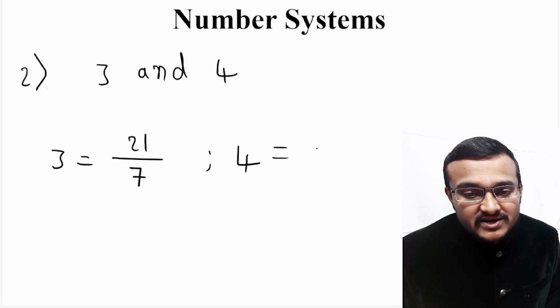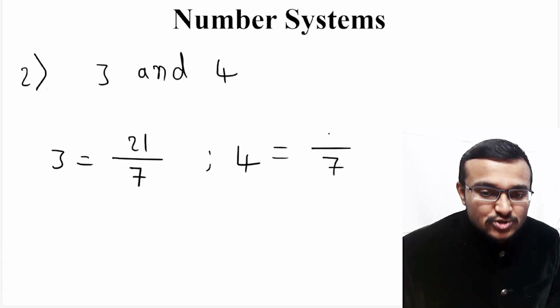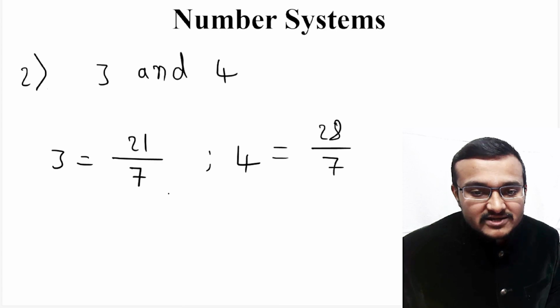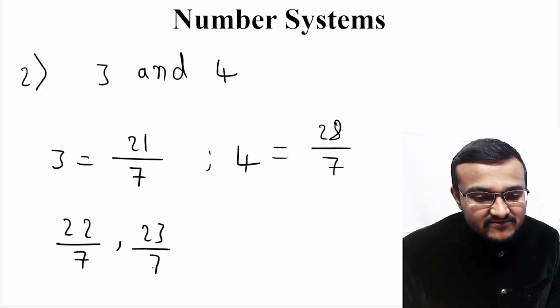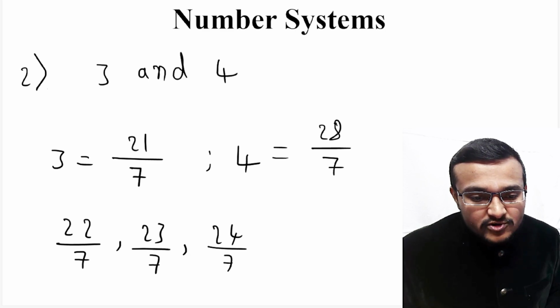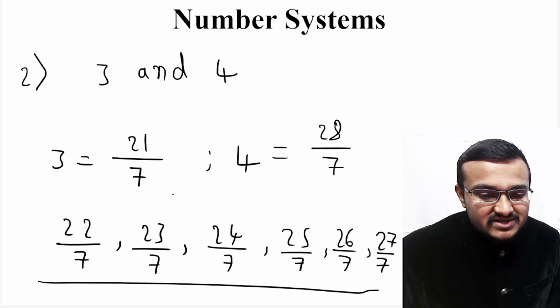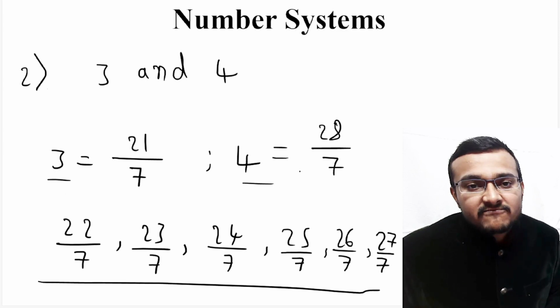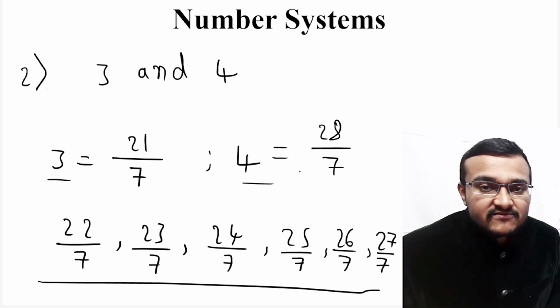Similarly, if you are writing 7 in the denominator for 4, then what should be there in the numerator? 28 should be there in the numerator, because 28 by 7 is 4. So that means here 22 by 7, 23 by 7, 24 by 7, 25 by 7, 26 by 7, 27 by 7. So all these rational numbers are there in between 3 and 4, and of course there are infinitely more rational numbers in between 3 and 4 as well.